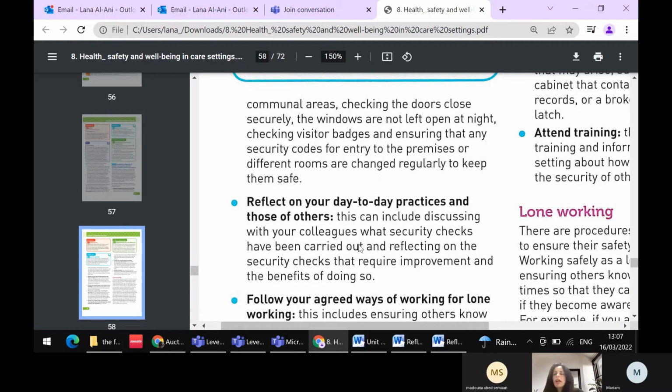Also, I need to check the windows are all locked. You might open one for fresh air, but you can't leave it open and go home, because your client might get strangers through the window. So all you need to do is lock the window before you go. So I lock the window before I go because I always worry about my clients' safety and security.